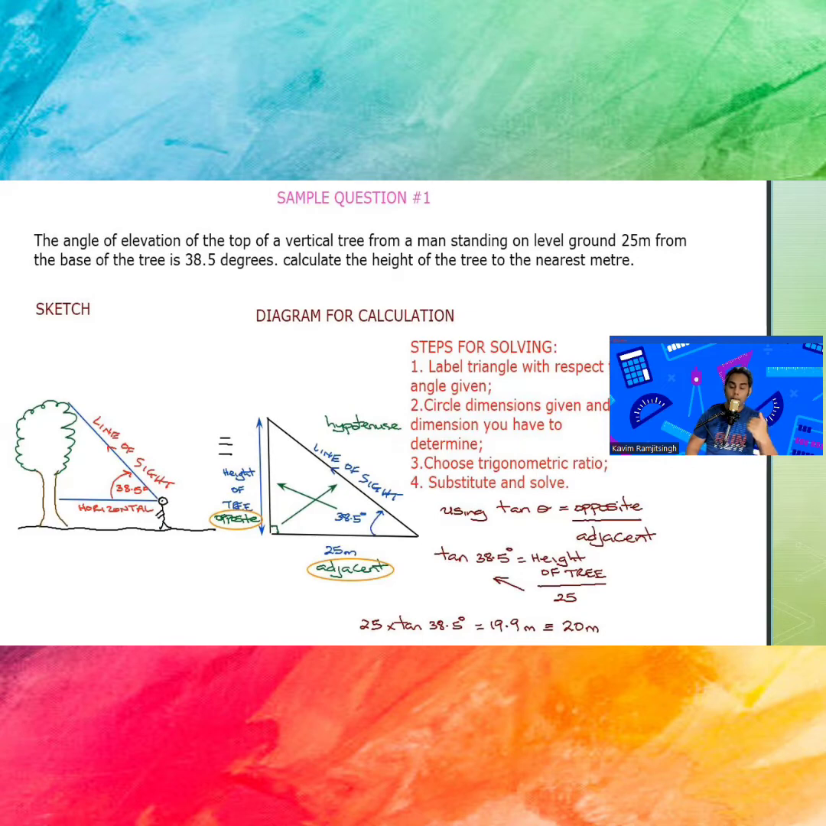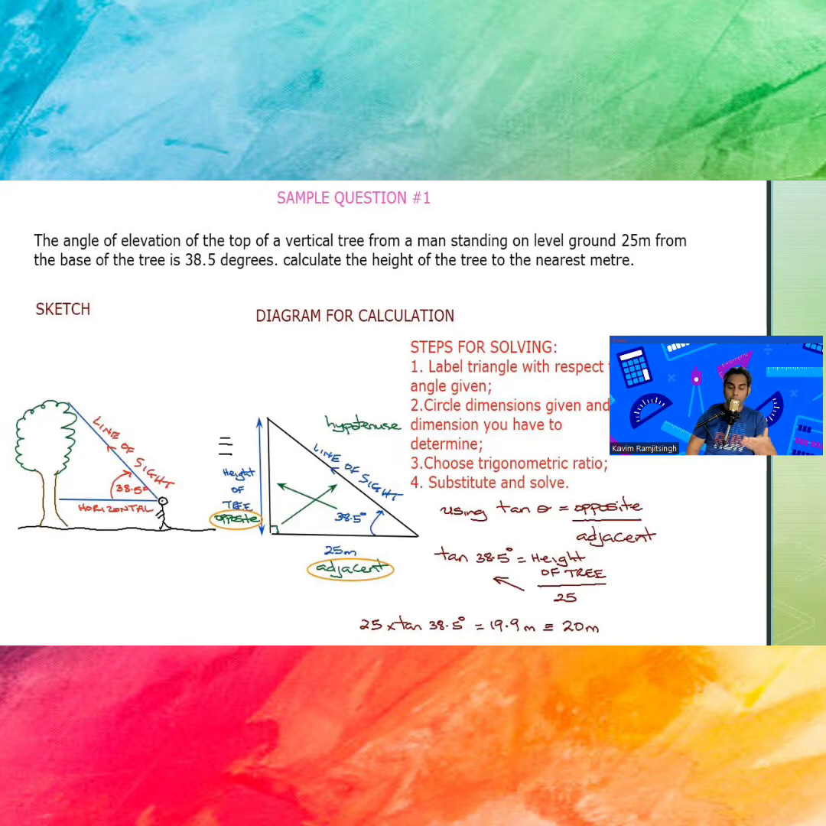And the last side of that triangle is the adjacent to the angle of 8.5. And the second thing you'll do is circle the dimensions that they give you. The dimension they give us in this question is the 25 meters, the distance the person is from the base of the tree, right? And we circle what we have to get. We have to get the height of the tree.